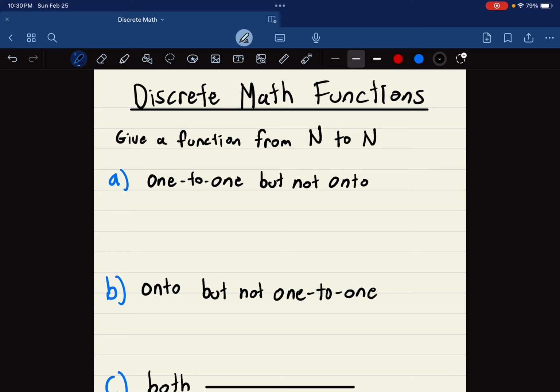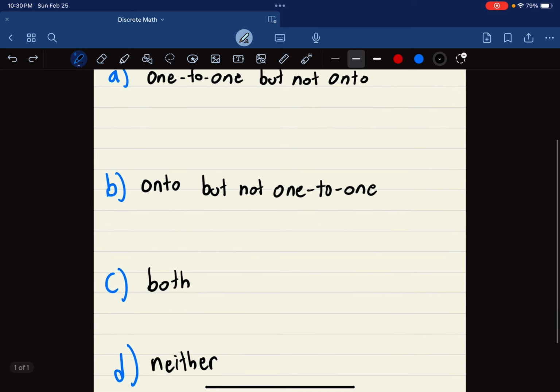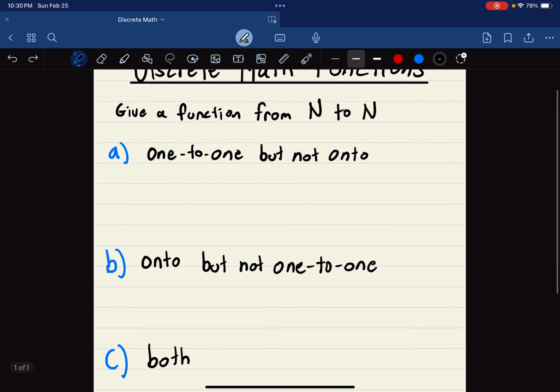Given a function from N to N, give a function that is one-to-one but not onto, onto but not one-to-one, both, or neither. For one-to-one but not onto, we can simply put f(n) equal to n plus 1. Now, why is this one-to-one but not onto?